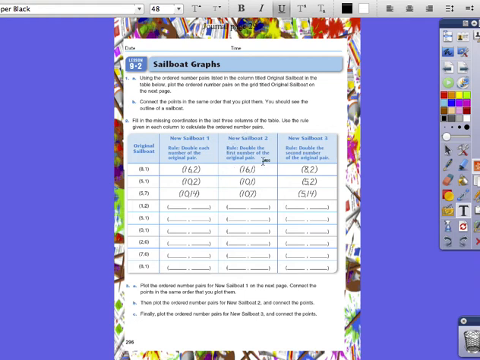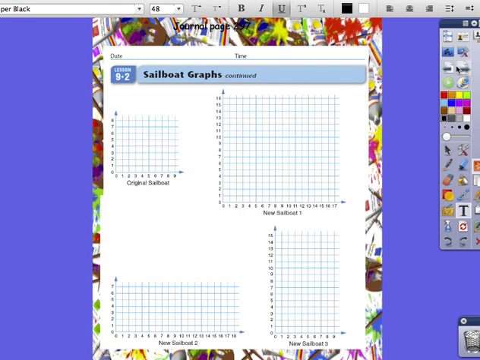The second rule, it says you need to double the first number of the original pair. So the first number is going to be the first one listed. So double that to make it 16. The second number will stay the same. So double the first number, which is 5, to make it 10. Keep the second number the same. The third one is to double the second number. So we'll keep the first number the same, the 8 stays the same, and we'll double the 1 to make it 2. You need to fill in the rest of these boxes in order to be able to plan and point the rest of your sailboats onto your graph.